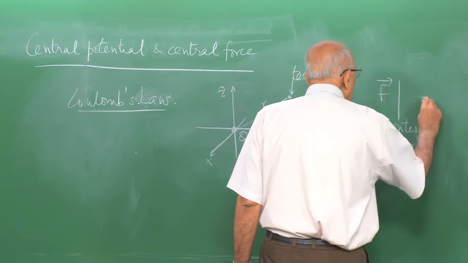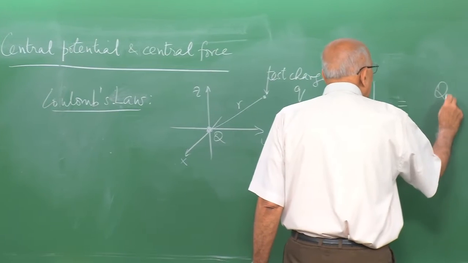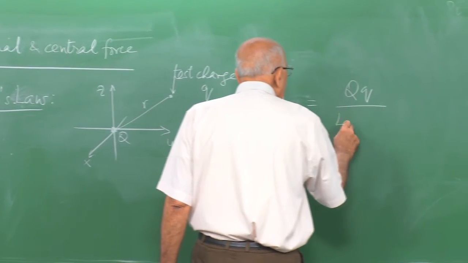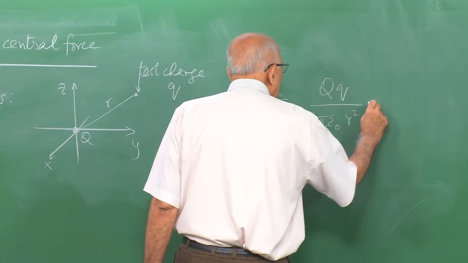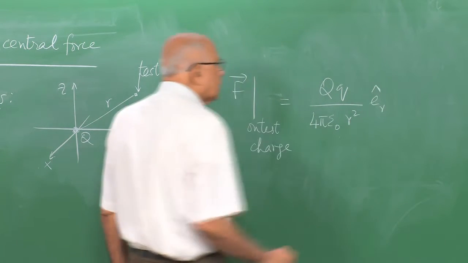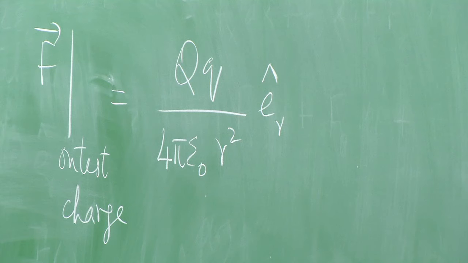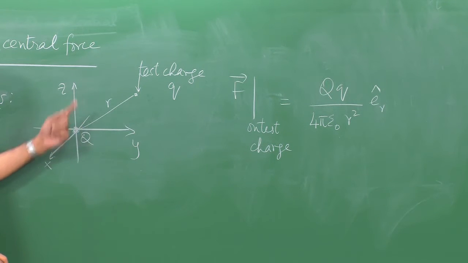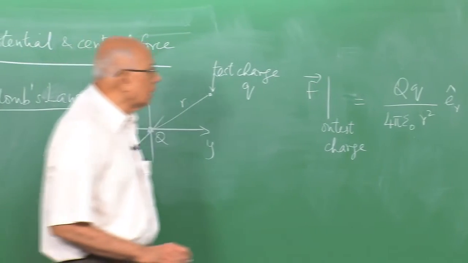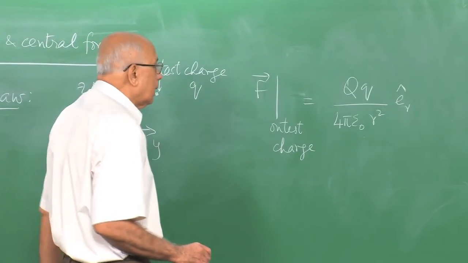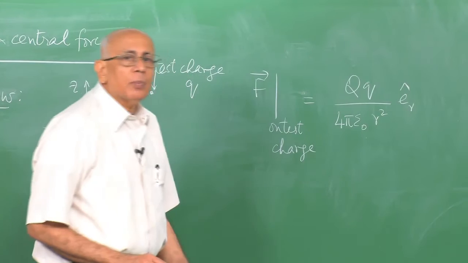the electrostatic force, as you know, is capital Q multiplied by little q divided by 4 pi epsilon naught times r squared multiplied by the unit radial direction vector from the origin to this point here. So exactly as in the earlier case, we could ask, what's the potential?